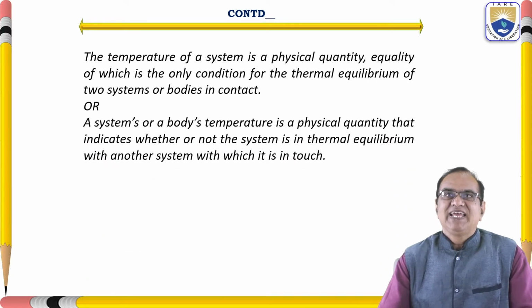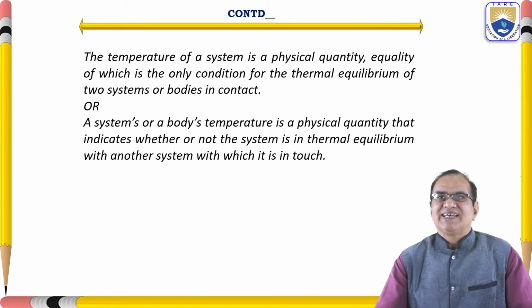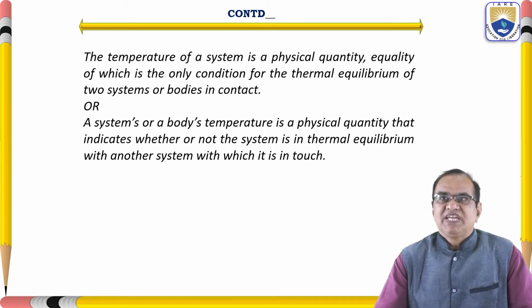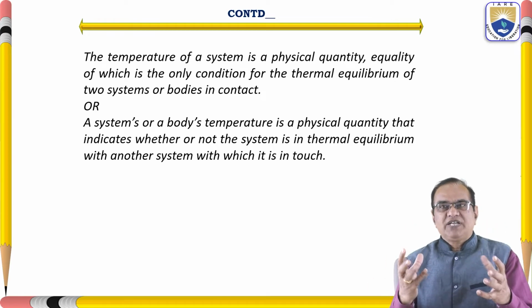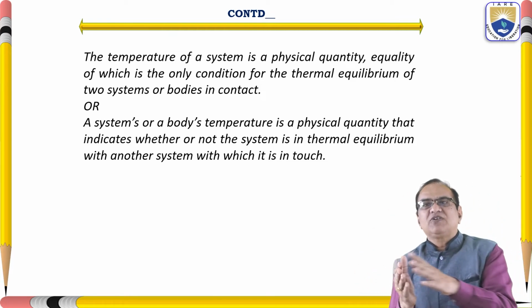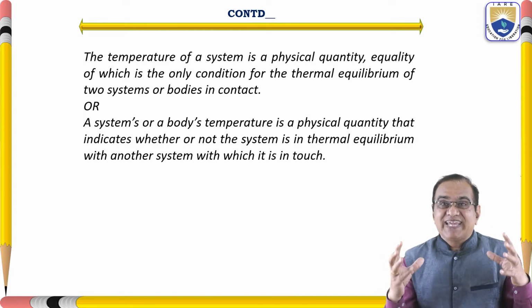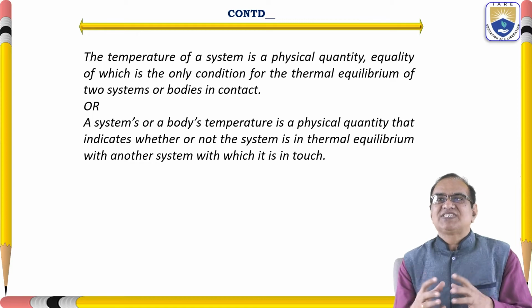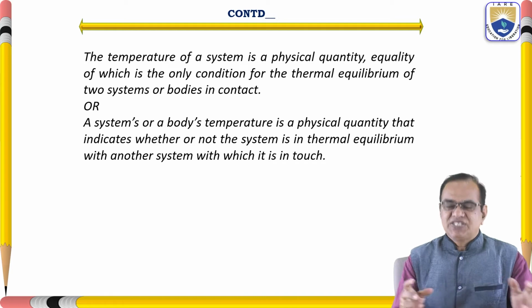Or we can say that a system or a body's temperature is a physical quantity that indicates whether or not the system is in thermal equilibrium with another system with which it is touched. So if a body is hot and you touch a cold body, the hot body will transfer heat to the cold body. So a system or a body's temperature is a physical quantity that indicates whether or not the system is in thermal equilibrium with another system with which it is touched.